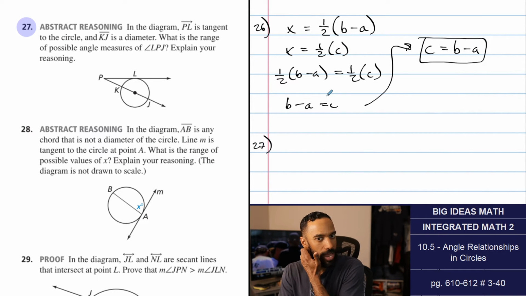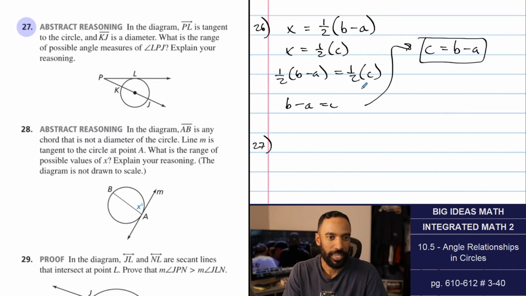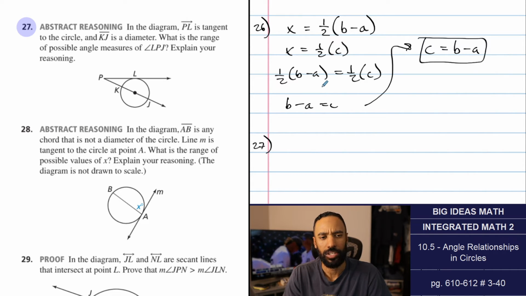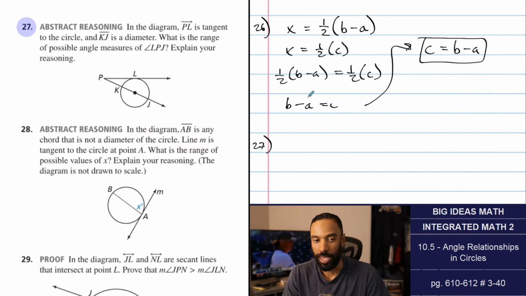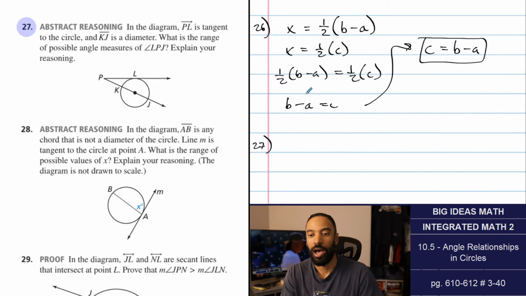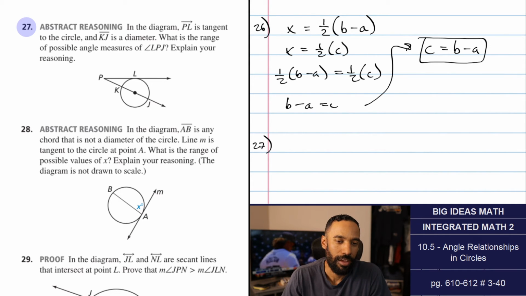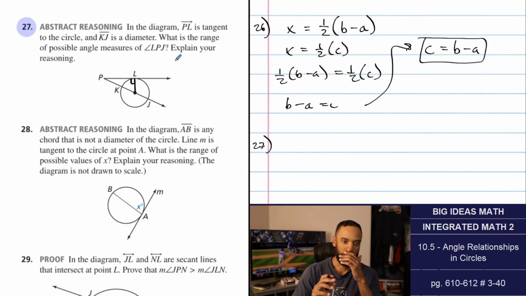In the diagram, ray PL is tangent to the circle and KJ is a diameter. What is the range of possible angle measures of angle LPJ? Explain your reasoning. So it's going to be less than 180. Oh, the angle. It's going to be less than 90, I guess I should say. So here's the thing. Tangent to the circle. If it's tangent to the circle, then this is 90 degrees here. I'm wondering if that matters for us to say anything there.